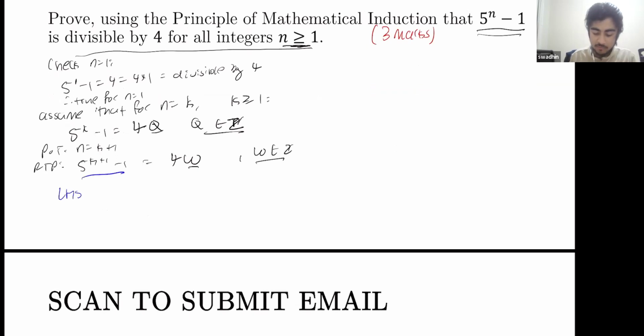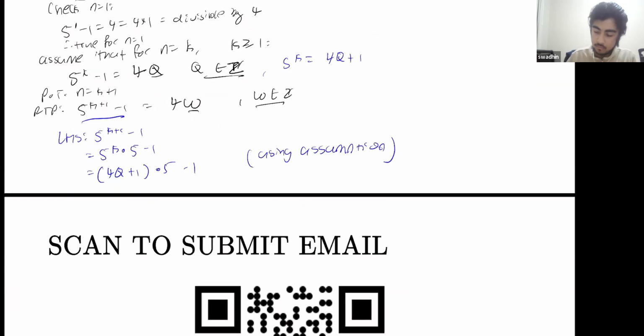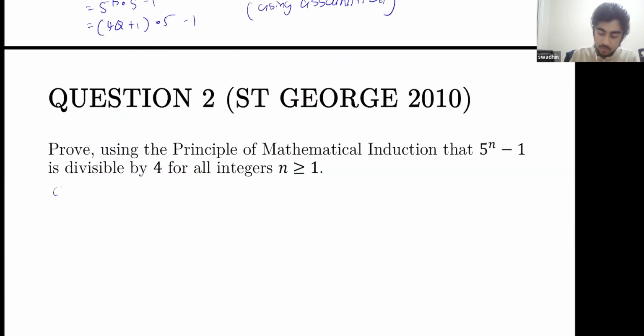So LHS is equal to 5^(k+1) minus 1, which is equal to 5^k times 5 minus 1. Now, using our assumption, 5^k is going to be 4q plus 1. So that's going to be (4q plus 1) times 5 minus 1 using assumption. So continue. You can multiply the 5 over to have 20q plus 5 minus 1, which is 20q plus 4.